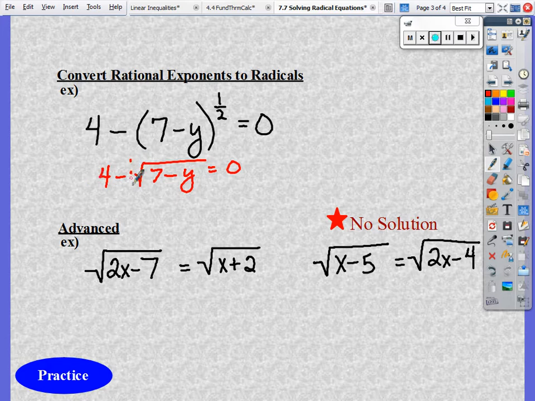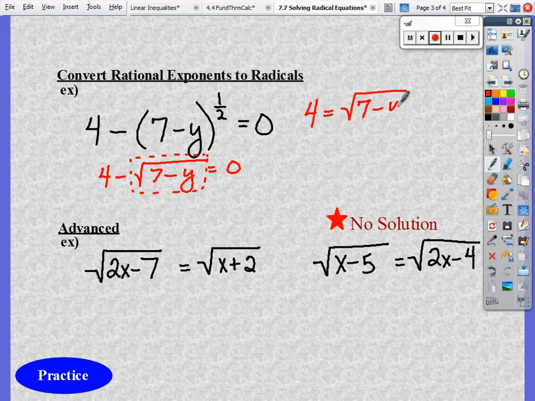We need to get this radical by itself. Now, you can do this 2 ways. You can either add the square root of 7 minus y, and that leaves 4 over on the left side, or you can subtract 4, but then you have to get rid of that negative. So it really doesn't matter which path you take. I'm going to go ahead and add my square root. I like keeping that positive. So I get to here.